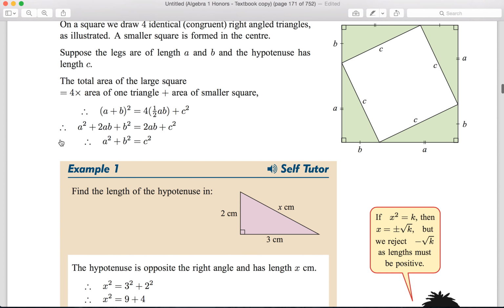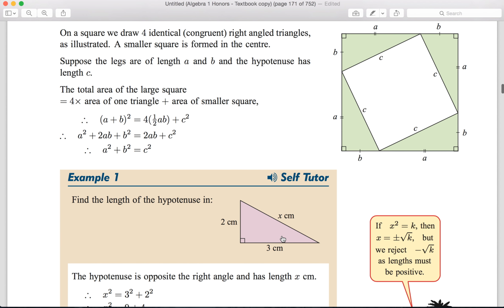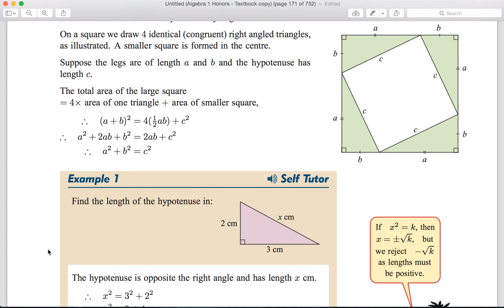I'm going to kind of hide it a little bit. So, do you remember the formula? Well, we can see it here. A squared plus B squared equals C squared. Remember that C is the hypotenuse. In this case, it's x. So we can set this up as x squared, the longest side squared, equals 3 squared, the shortest side squared, plus 2 squared, which is the other side squared.